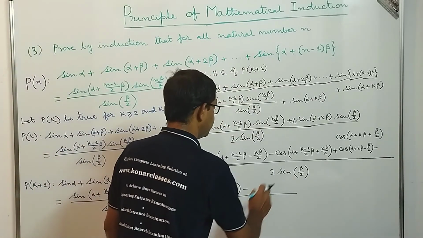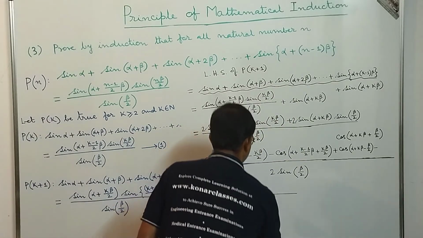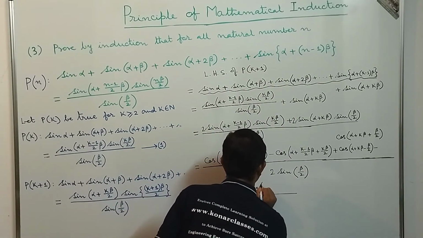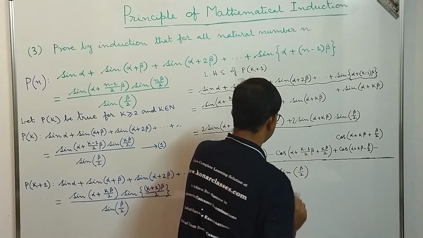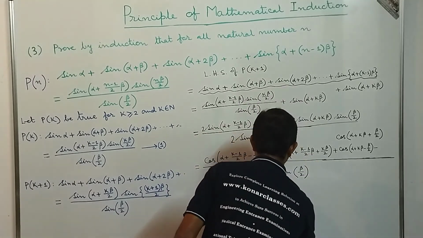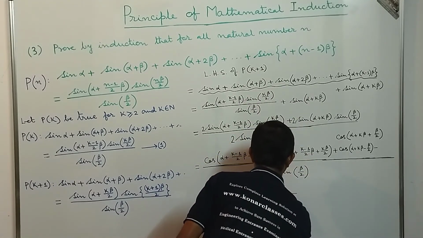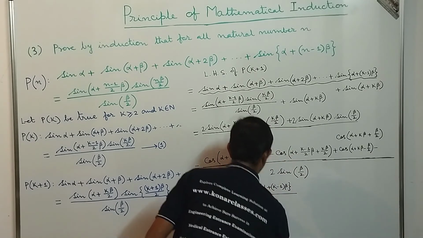So what we get here, dear students? We get minus cos(α+kβ-β), so cos(α+(k-1)β). In that way also we can write. Correct, dear students? Let me repeat.